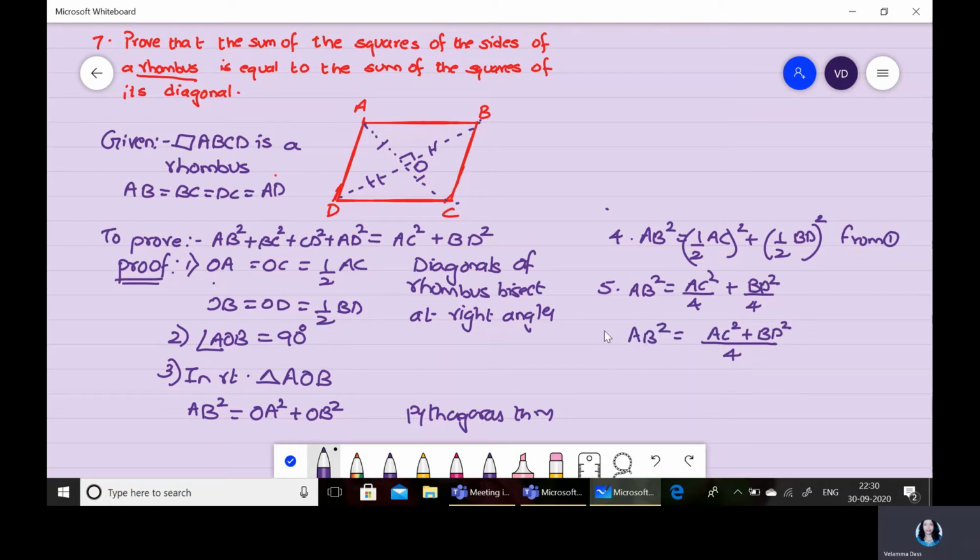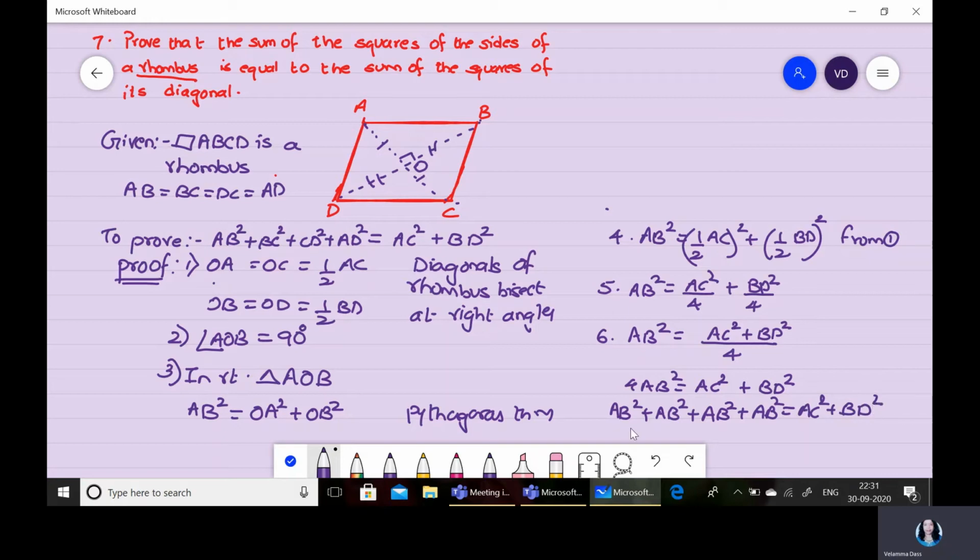This 4 goes to the left hand side. So we are getting 4AB square equals AC square plus BD square. Now here you have the RHS, AC square plus BD square, which is what you require. Now 4AB square is nothing but AB square plus AB square plus AB square plus AB square, and here we have AC square plus BD square.